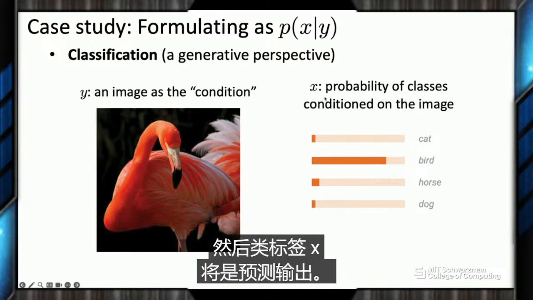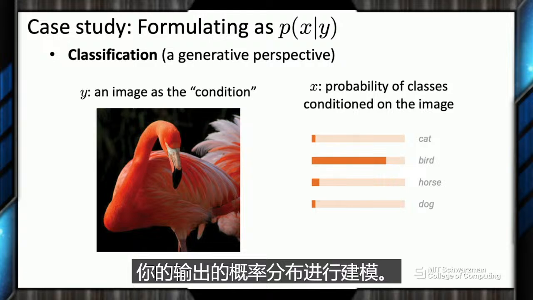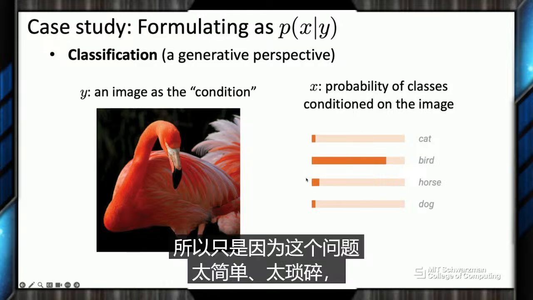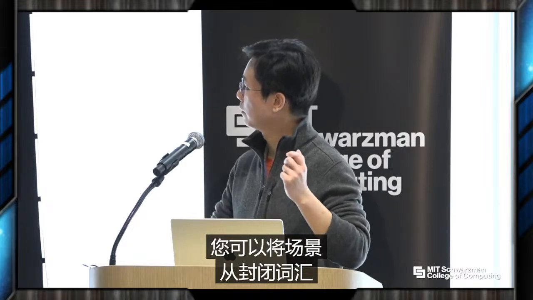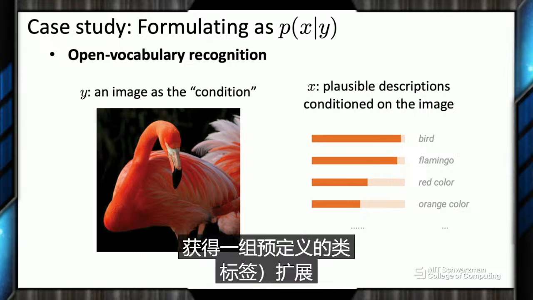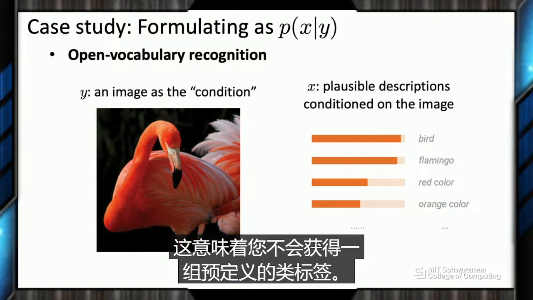And then the class label X would be the predicted output. So you want to model the probability distribution of your output. Just because this problem is too simple and too trivial, usually people won't think about it as a generative model, but it can be. So then what is the point here? If you can model image classification as a generative model, then you can extend the scenario from closed vocabulary classification, which means you will be given a predefined set of class labels, to the scenario of open vocabulary recognition. That means you won't be given a predefined set of class labels.